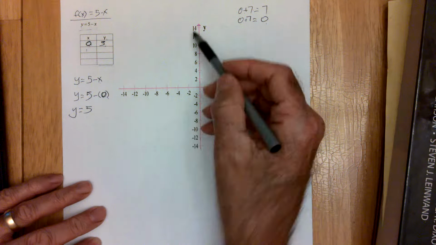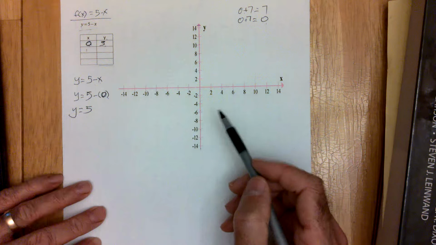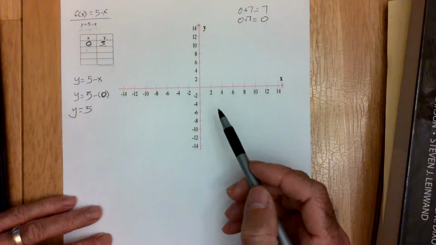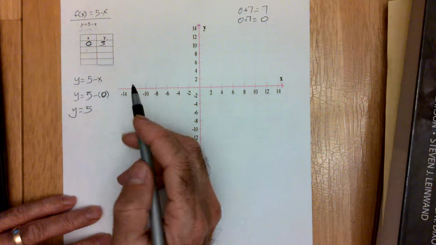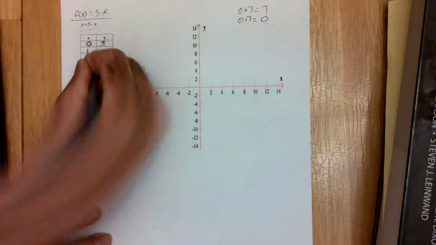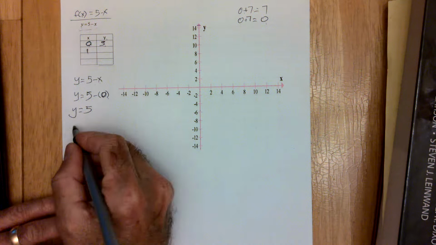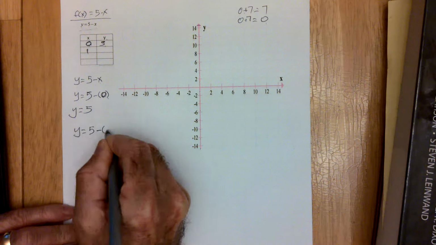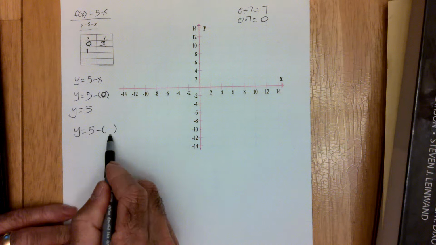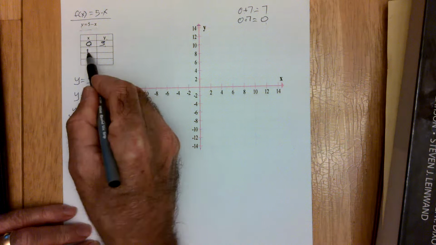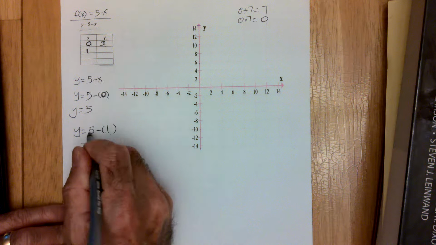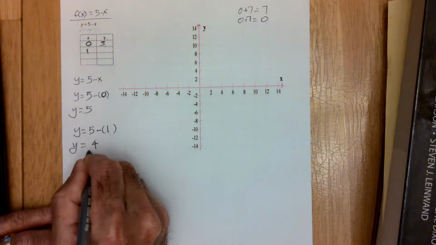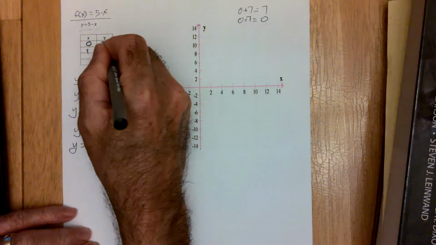So you want to pick values that you can graph, that will be on the scale that you have for your graph, and you want values that are easy to choose. So I'll choose 1. That should be easy to work with. So 5 minus, again, we leave a space. We've chosen 1, so we put 1 here. 5 minus 1 is 4. That's our y value, so it goes up here, 4.